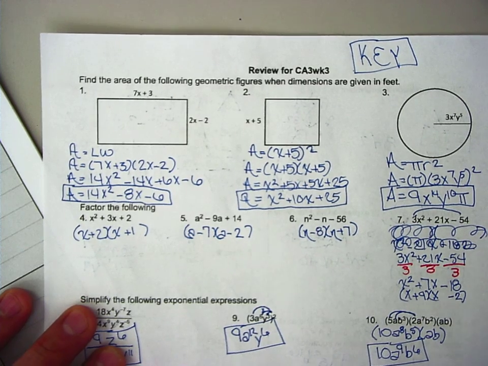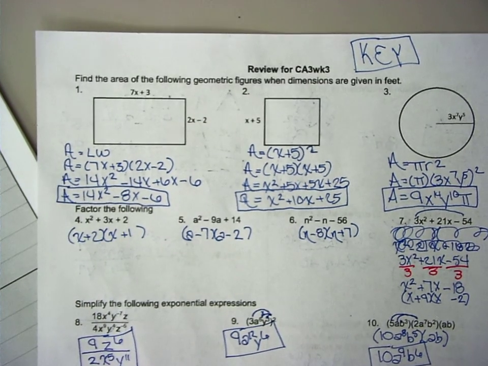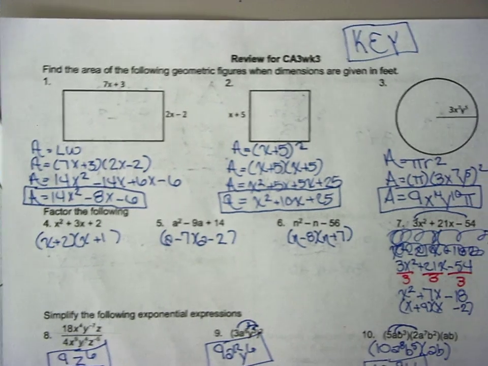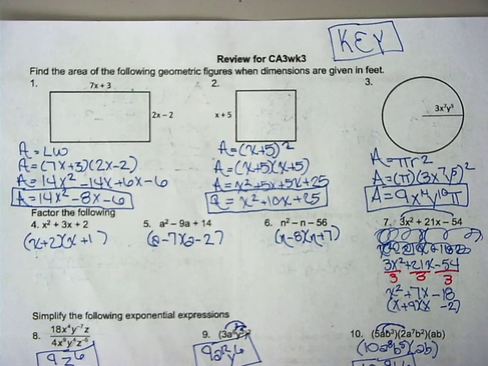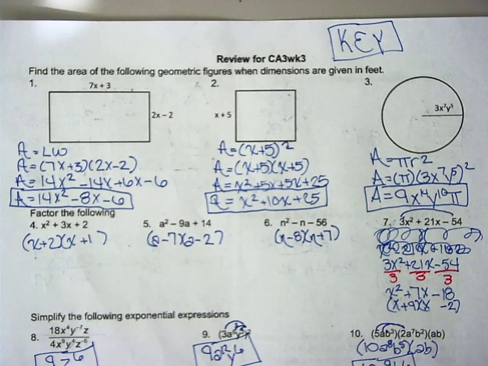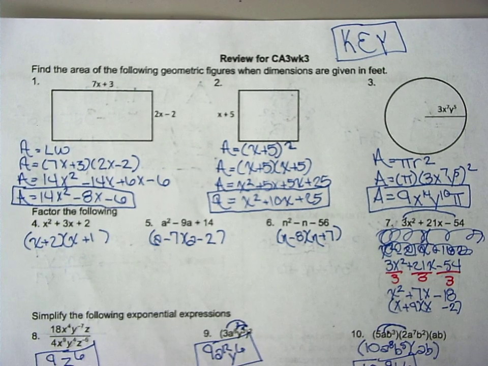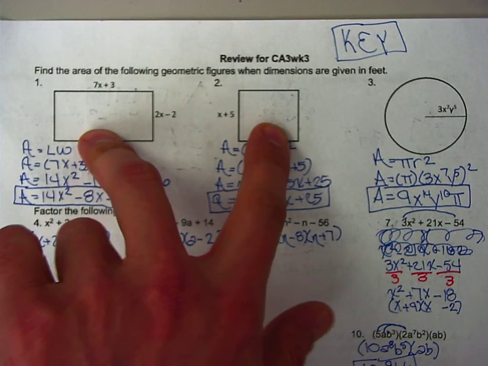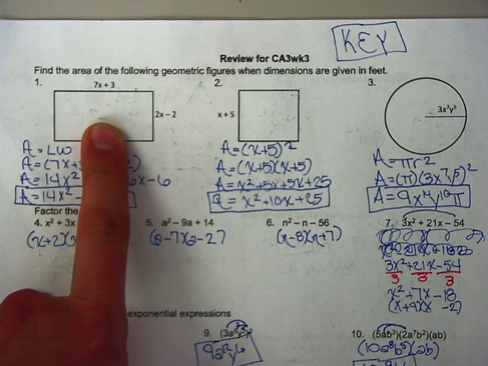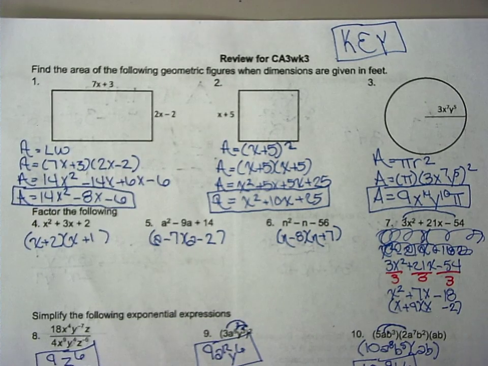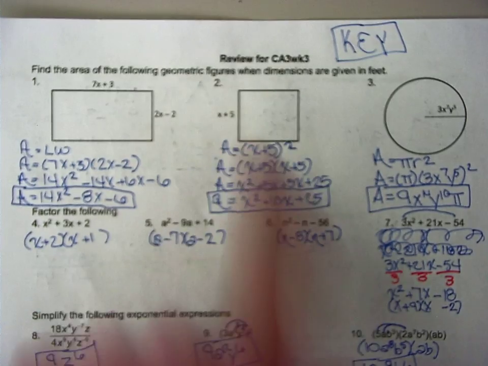This is Mr. Morales, and I'm going to explain to you the review for our common assessment for the third 9 weeks. The first 3 problems on the first side of the review all have to do with finding the area of various shapes. Area for any 4-sided shape, like a rectangle or a square, is length times width, in the case of a rectangle, or side times side, as the case is for a square.